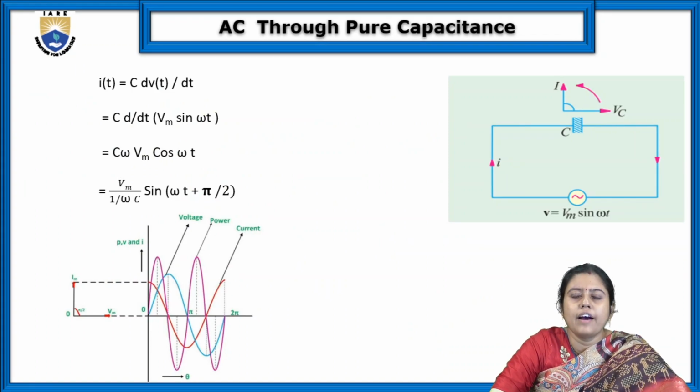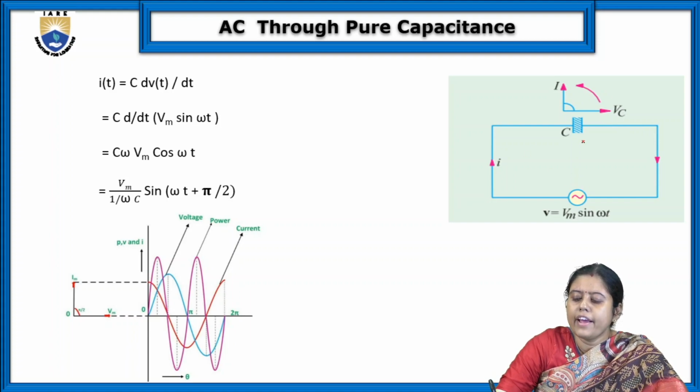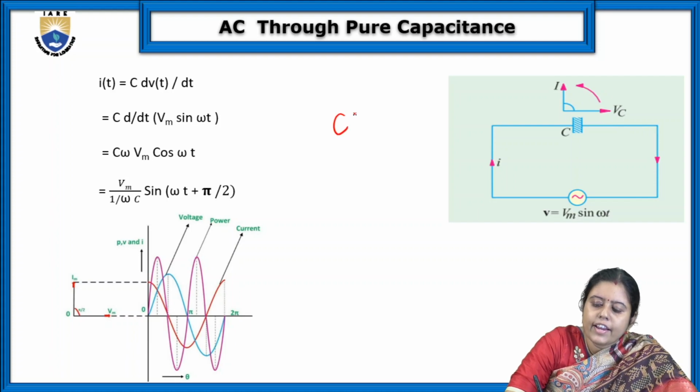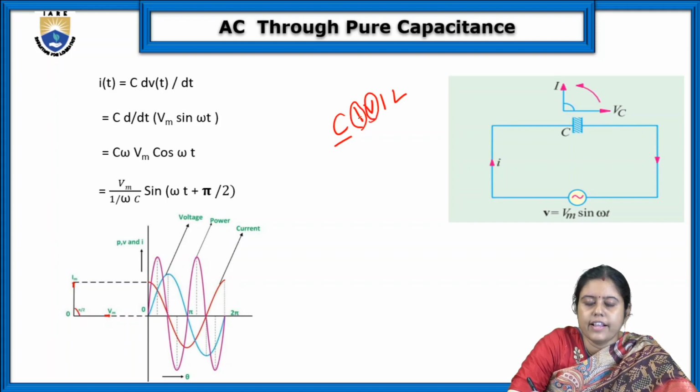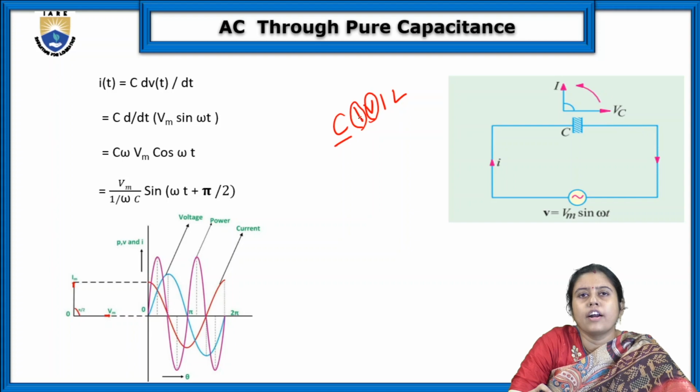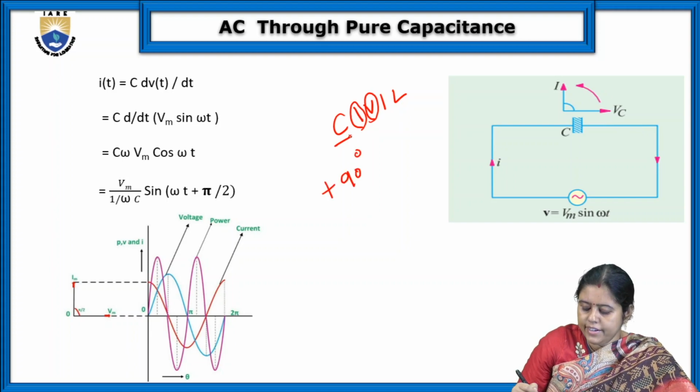Next we will discuss AC through a pure capacitance. Again we are thinking about a pure capacitance, with current flowing through a pure capacitance only. Again, v is equal to Vm sin omega t. If we go by the CIVIL rule, in a capacitor the current is leading and the voltage is lagging. Remember, for a pure capacitance, it is leading by 90 degree.